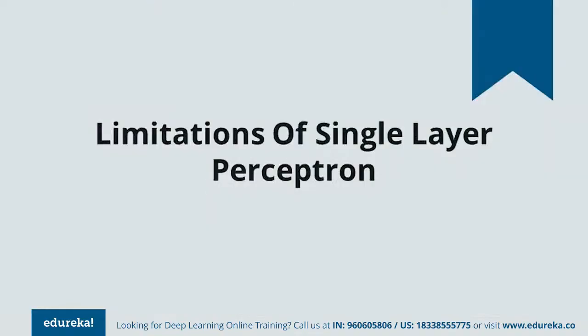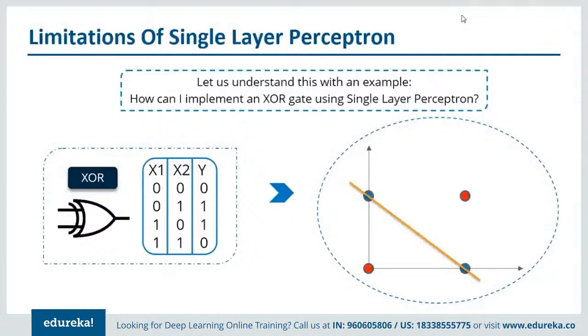So now there are certain limitations of the single layer perceptron. Let us understand that with an example: how can we implement an XOR gate using a single layer perceptron? Let us see if we can do that or not. We have an XOR gate here, and this is its truth table. According to this truth table, if any one of the inputs is high, then the output is high. If both the inputs are low, the output is low. And if both the inputs are high, the output is low.